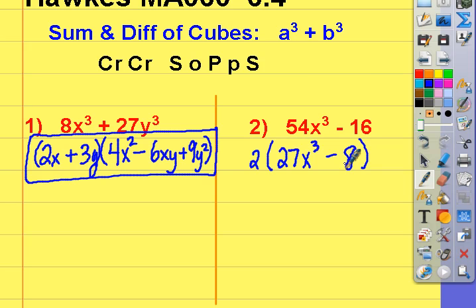Okay, I've got to be fast here. I'm running out of time. Binomial, trinomial. Cube root, and always keep that same sign in there. And then SOPs. Square the first one. Opposite sign. Product. Always a plus sign.